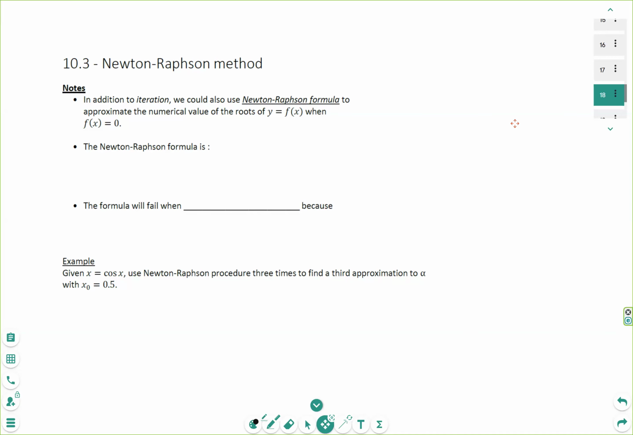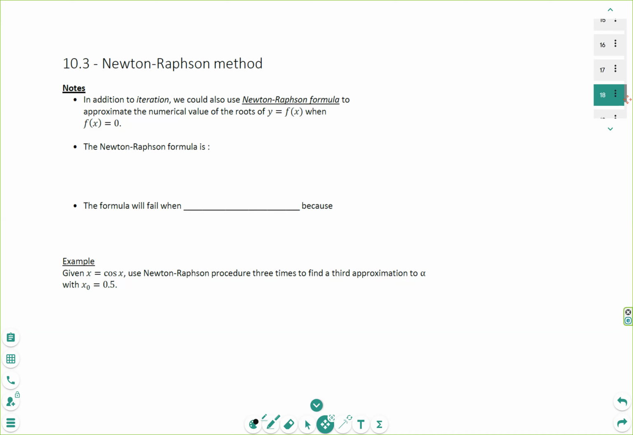Welcome to Pure 2, Chapter 10.3, where we continue our chapter on approximating roots. In this lesson, we're looking into the Newton-Raphson method, essentially just a formula. In addition to iteration, we could also use the Newton-Raphson formula to approximate the numerical value of the roots of y equals f of x when f of x equals 0.